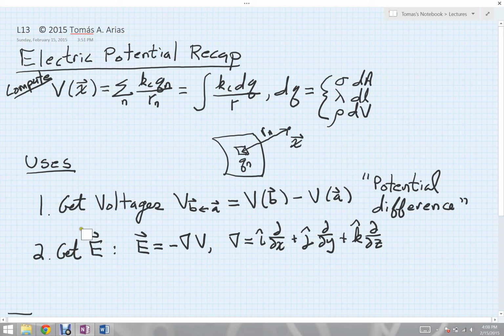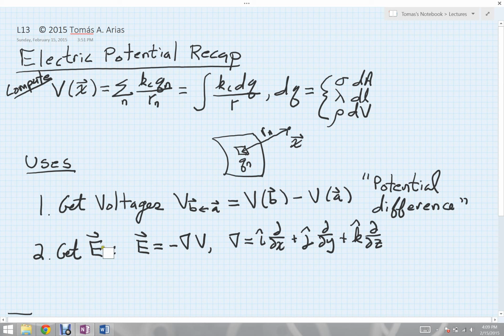In terms of uses for this concept, there were two major uses, and we're actually in the midst of looking at a third use. The two major uses are, first, to get voltages. The voltage to go from point A to point B, recall, is just basically a potential difference. We simply take the potential at point B and subtract off the potential at the reference electrode, the first electrode at point A.